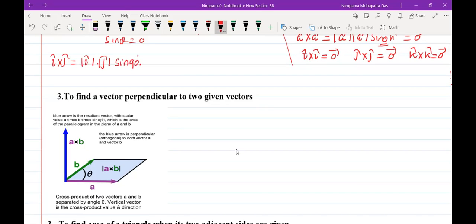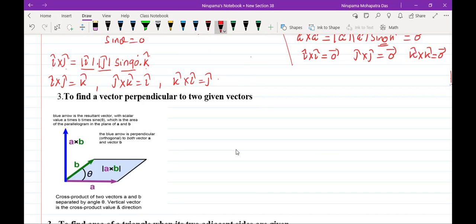Then here, a unit vector perpendicular to both I and J. Such a unit vector is your K vector. So magnitude of I is 1, magnitude of J is 1, sine 90 is 1. So you are left with only the K vector. So we can conclude I cross J equals K vector. Similarly, J cross K is I vector, then K cross I is J vector. That means I cap cross J cap is K cap, J cap cross K cap is I cap, K cross I cap is J cap.